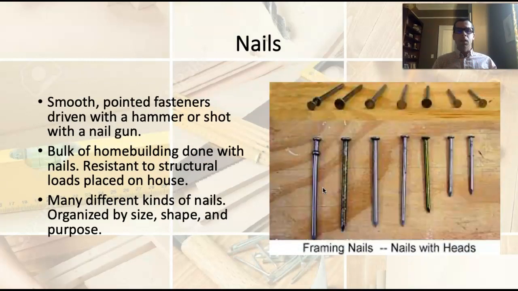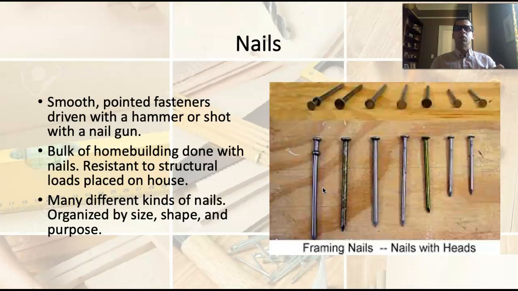Nails are most of the time smooth, pointed fasteners, and you're either going to drive those in with a hammer or shoot them in with a nail gun. A lot of people ask me, why don't we use screws for this? Because they think screws are somehow superior. Screws are really expensive, really slow, and they tend to shear and break off when structural loads, i.e. wind, earthquakes, are applied to a building.